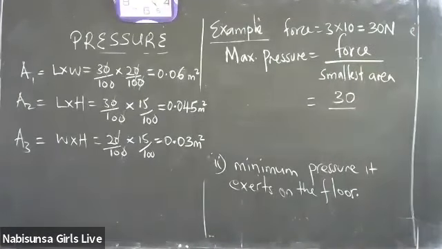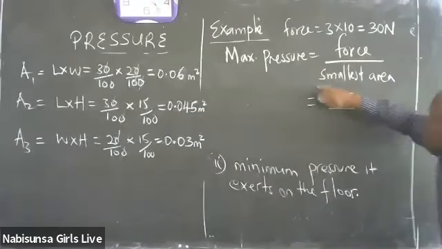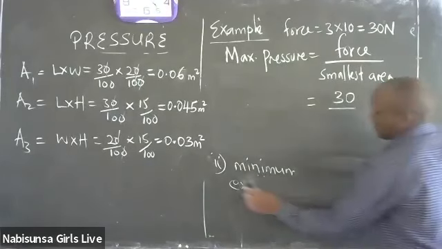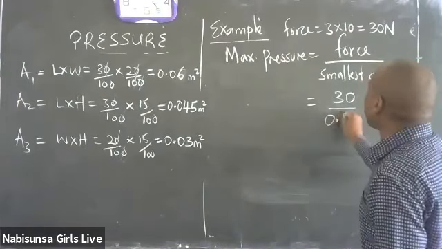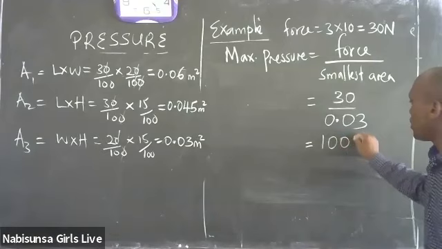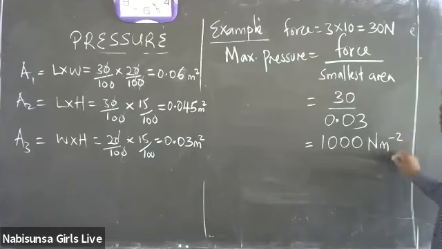Out of our areas, A1, A2, A3, which of the 3 is smallest? 0.03. 0.003. So we shall put here 0.003. What do we get? 1,000. 1,000 newtons. You can either use pascals or newtons per meter squared.